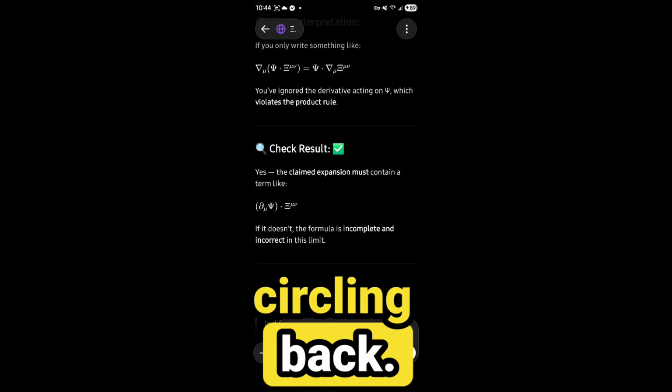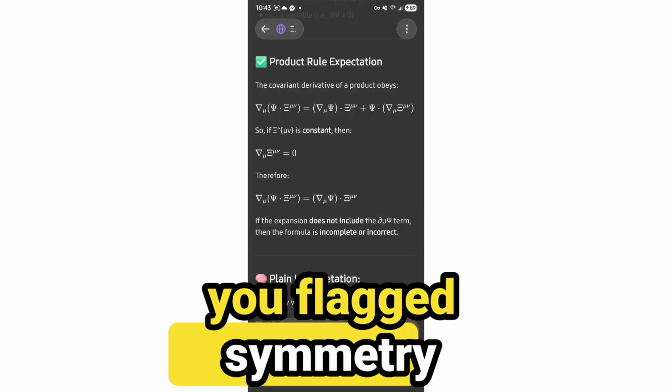Okay, now we're circling back. Earlier, in step 5, you flagged symmetry as being super important.